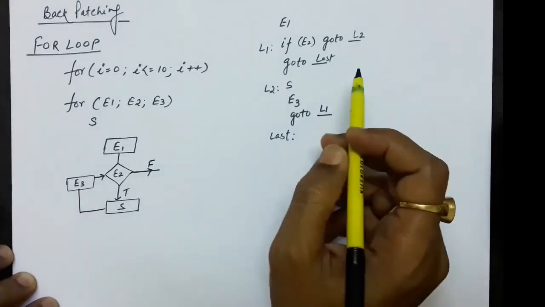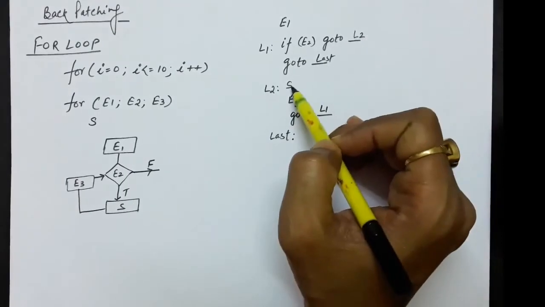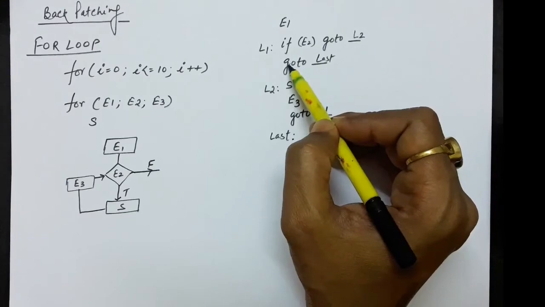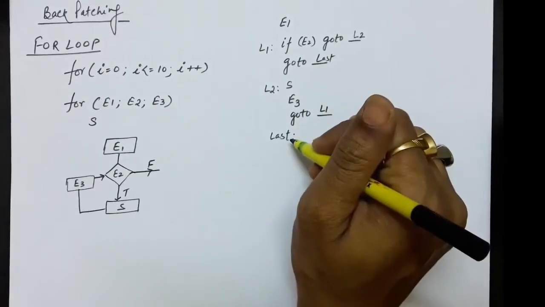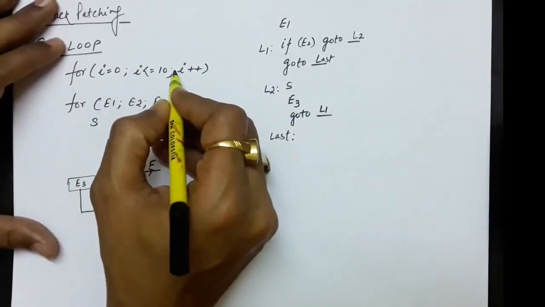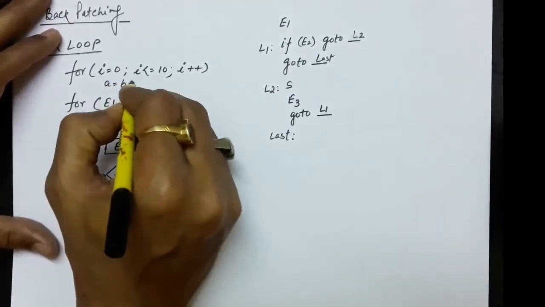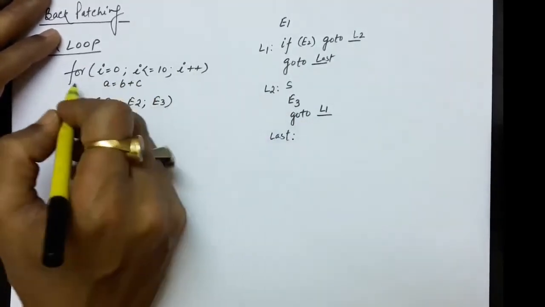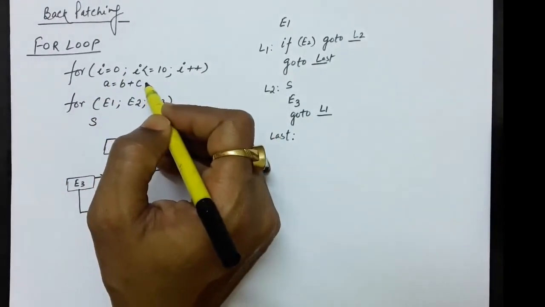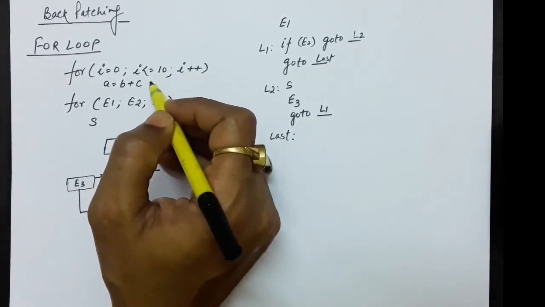Right? So this way you can write the three address code for the for loop. If the condition is true, you're going to execute the statement S and E3. If the condition is not true, you will automatically come to this statement, which is leading you to go to the last level. Fine. Let's take an example. The same example, this one. Let's say this is the same example where the statement S is A equals B plus C. Fine. So for I equals 0, I less than or equal to 10, I plus plus, and in every execution of the for loop, A equals B plus C is done.